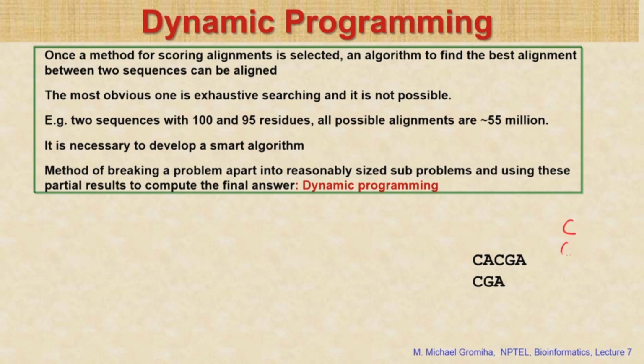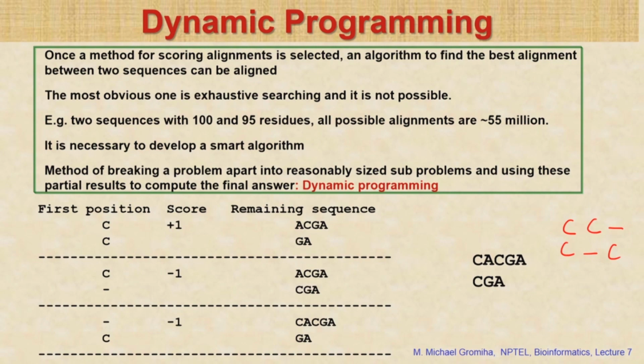You can put C and C together, or you can put a C and a gap here, or you can put a gap here and C here. If you put C and C together, then this is aligned, so you get a score of +1. If the C is taken out, then this is the remaining one. In the second option, if you put the gap in the second one and the first one is already aligned, the remaining is GA, and the second one we did not do anything, so CGA is as it is.